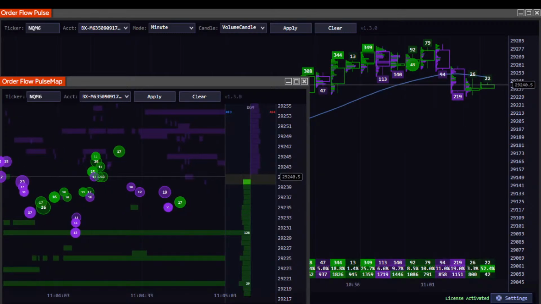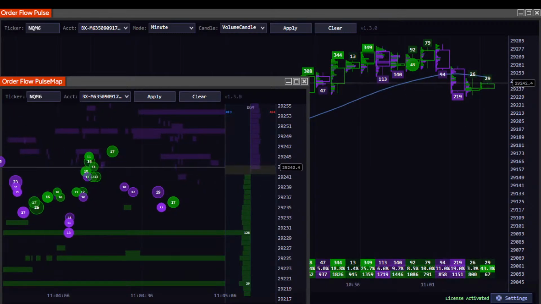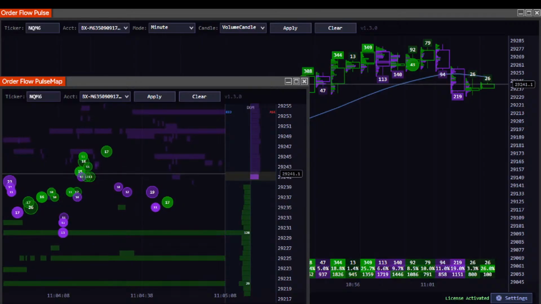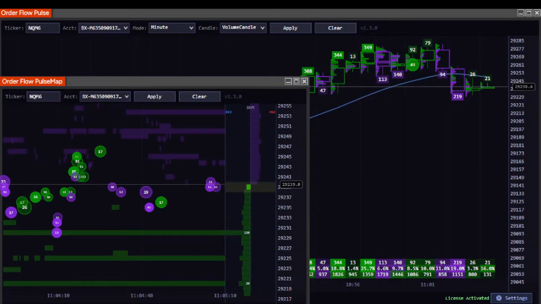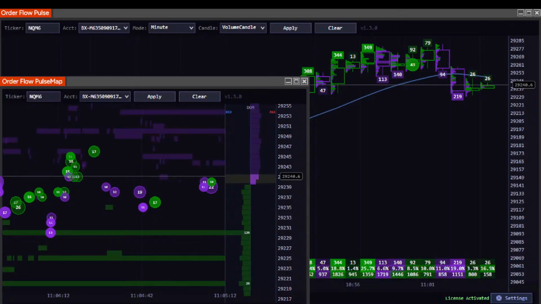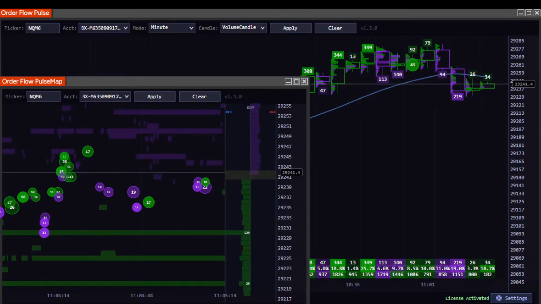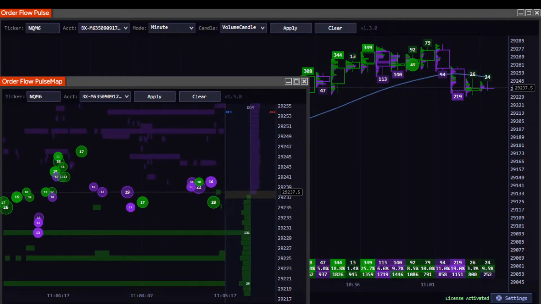I remember when they released the micros. I was like, oh man, that was awesome. I was like, now I can actually do some nice spread trading on the NQ and ES because they're correlated.